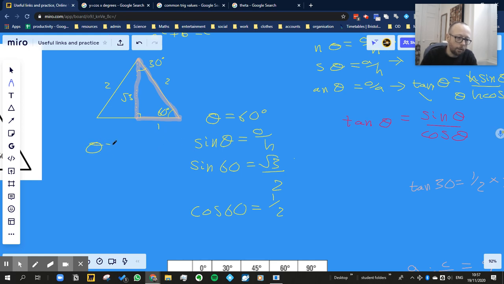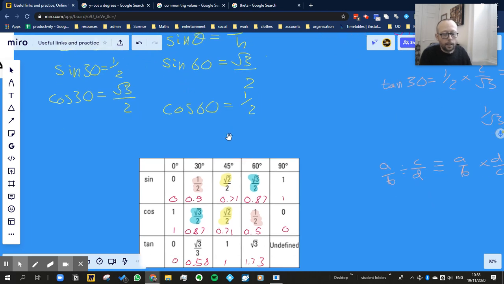Now let's say theta is equal to 30 degrees. Well, sine 30 is going to equal opposite over hypotenuse, which is, the opposite would be 1. The hypotenuse would be 2. This time, cos 30 is equal to adjacent over hypotenuse. The adjacent is root 3. And the hypotenuse is 2. So there we go. We've got the values for cos and sine 30 and 60.